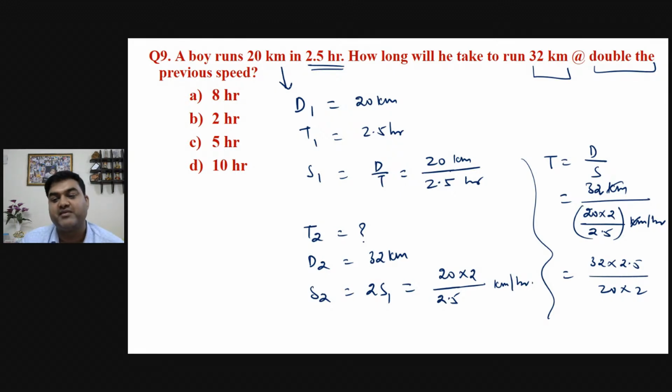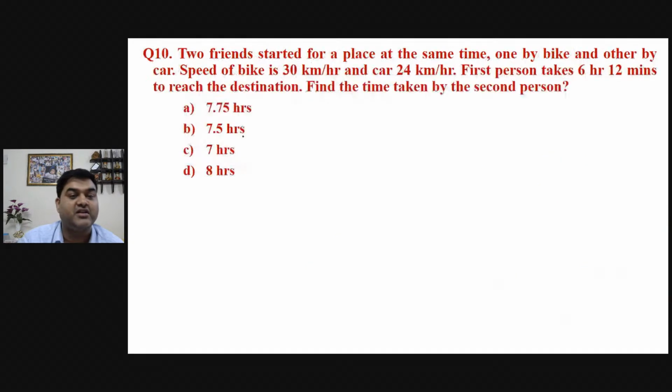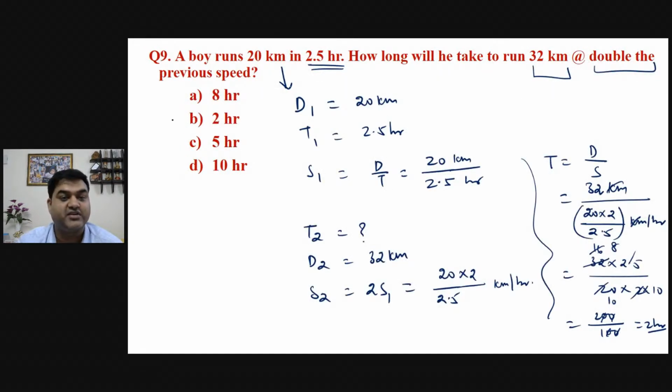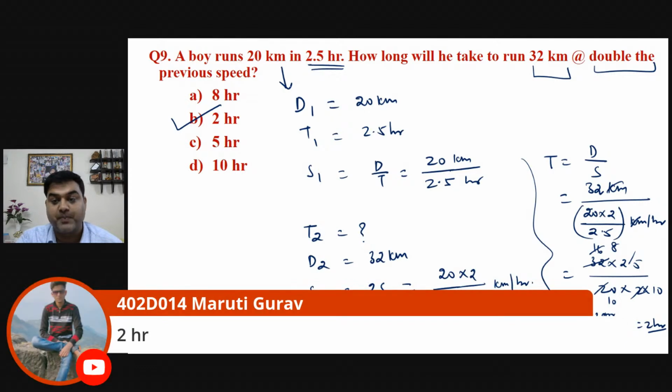Suppose this has to become 25, this 0 has to go, so 1 0 has to come here. Now just cut it and find out. 16, and this goes 8, and this becomes 10. Now 25 into 8, 25 into 4 is 100, so 25 into 8 is 200, isn't it? So 200 divided by 100 goes 2 times, so the answer is 2 hour. Not at all difficult. Understanding the question was a little difficult, otherwise not at all difficult to do this sum.